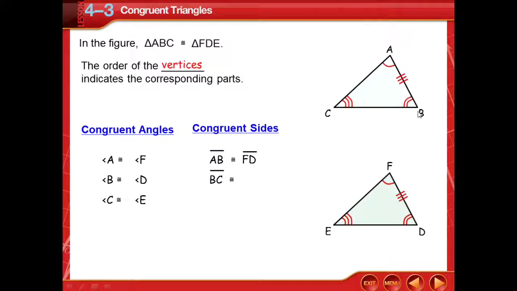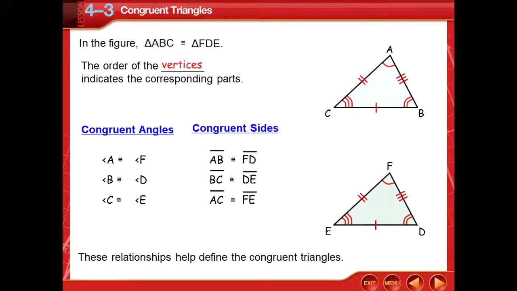So if I have BC, that means I'm going to have DE. If I start at B and I go to C, 2 arcs to 3 arcs, D is 2 arcs, E is 3 arcs. Finally, if I go from A to C, notice I reversed my order. If I go from A to C, then I need to go from F to E. These relationships help define the congruent triangles.